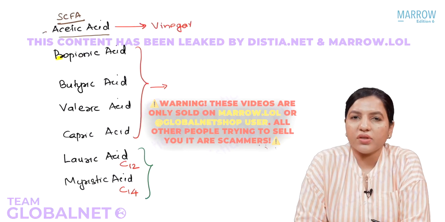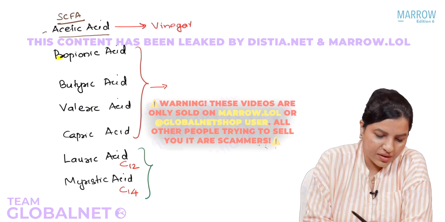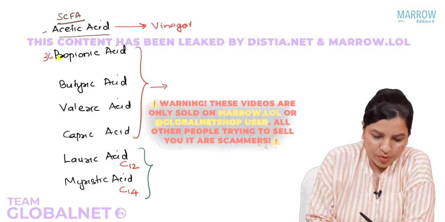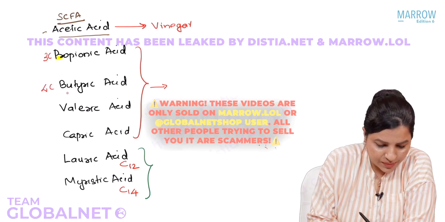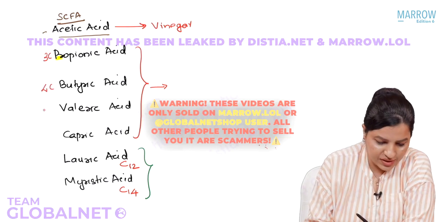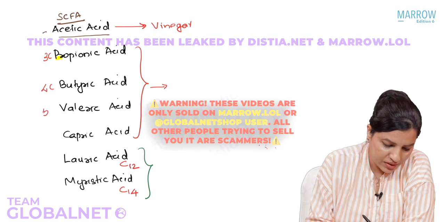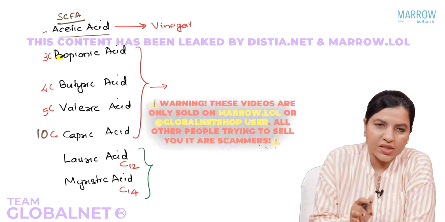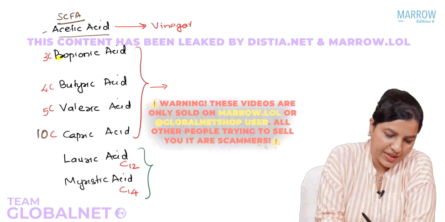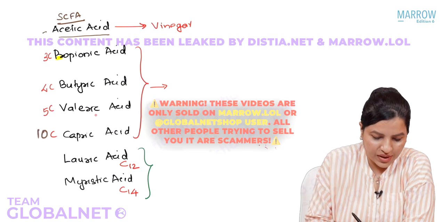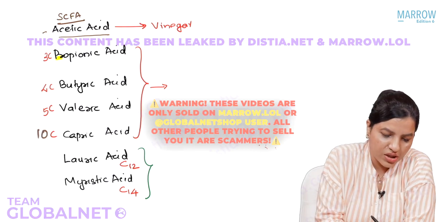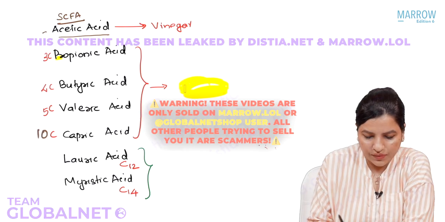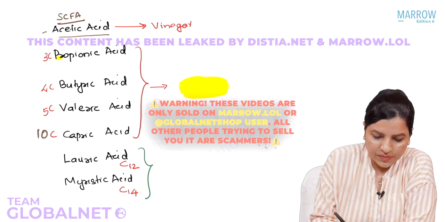What is the source of acetic acid? Vinegar. Then the other examples are propionic acid, which is 3 carbon, then butyric acid is 4 carbon, then valeric acid is 5 carbon, 10 carbon capric acid, etc. So, these are all short chain fatty acid: propionic acid, butyric acid, valeric acid, capric acid. Where are these short chain fatty acids present, or what is the source? It is butter.